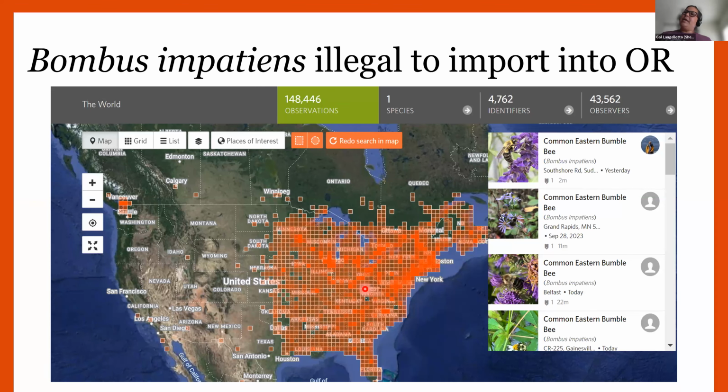And that is because Bombus impatiens has a common name of common eastern bumblebee. It is native to the east coast of the United States. It is not native to our region of the United States.